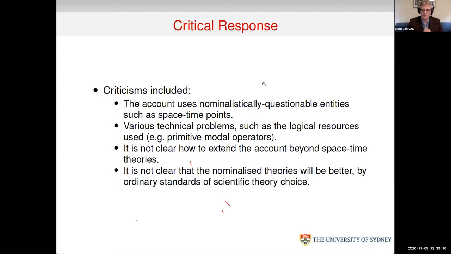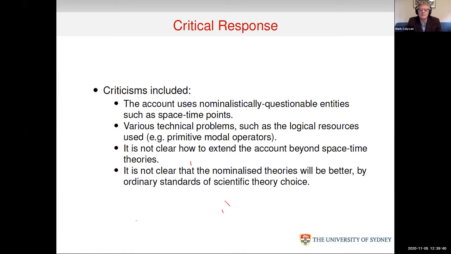There are various technical problems that various people have raised along the way, such as the logical resources used, for instance, primitive modal operators and the like. A criticism that came up very early, and I still find really interesting, is a criticism due to David Malament. I think he was the first to raise this in a review of Science Without Numbers in 1982, I think. It's not clear how to extend the account beyond space-time theories.